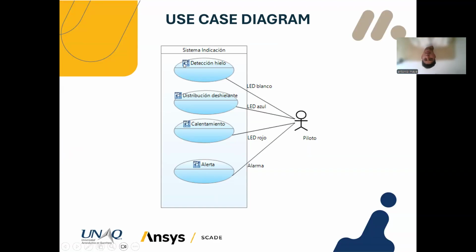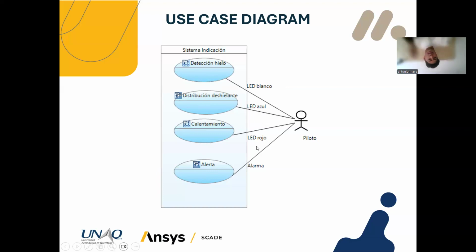I gave them a definition inside the detection of ice, and for each of these cases, use cases. So the white LED is going to indicate the presence of ice. The blue, I didn't change this one. I thought I had a blue LED, but then it exploded. I didn't know it didn't work.